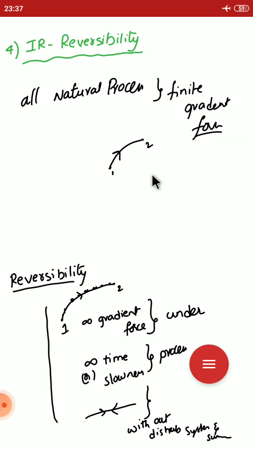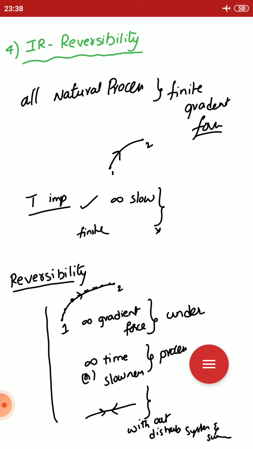Here time is also a very important criterion. If time allows infinite slowness, but the action is under a finite gradient only, then these two rules cannot be obeyed in general processes. So almost every process that occurs comes under irreversibility only. Next, another important related topic is what are the causes of irreversibility.